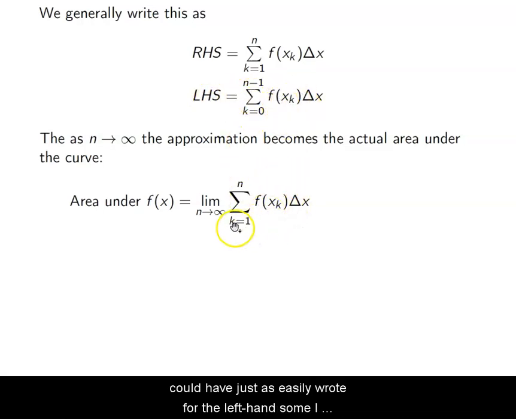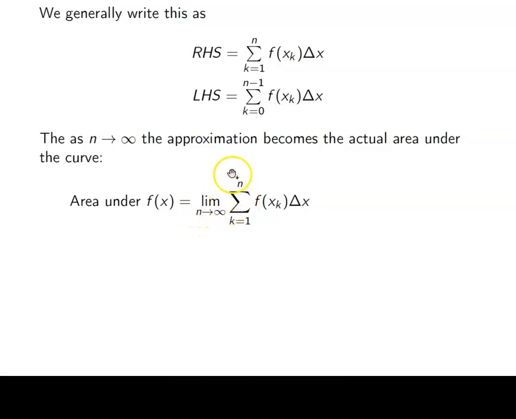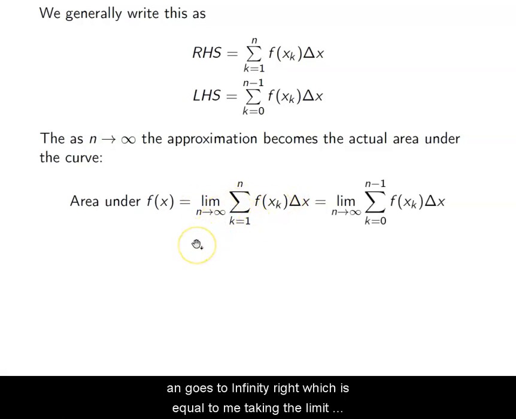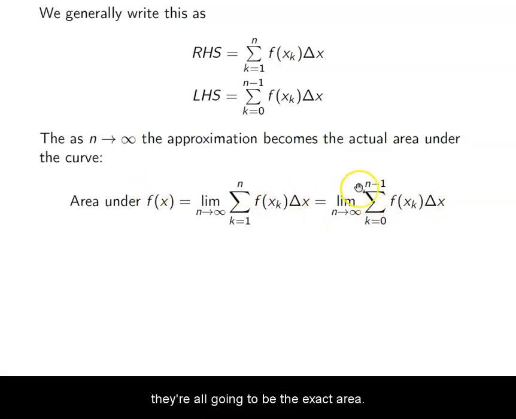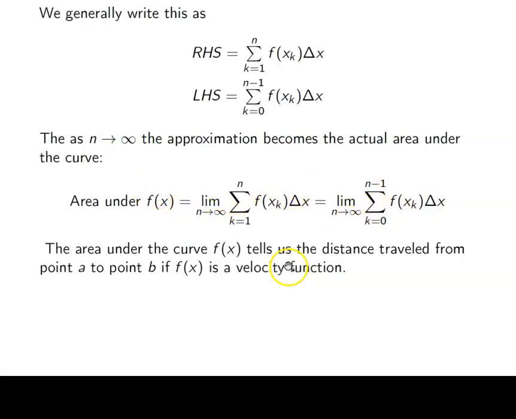I take this and I take the limit as n goes to infinity. Okay, so the more values I have for n, the better my approximation. If I let n become infinity, then I get the actual area under the curve. So we would find the sum and we take the limit of it as n goes to infinity, right? Which is equal to me taking the limit as n goes to infinity of the left-hand sum as well. They're all going to be the exact area if I take the limit.